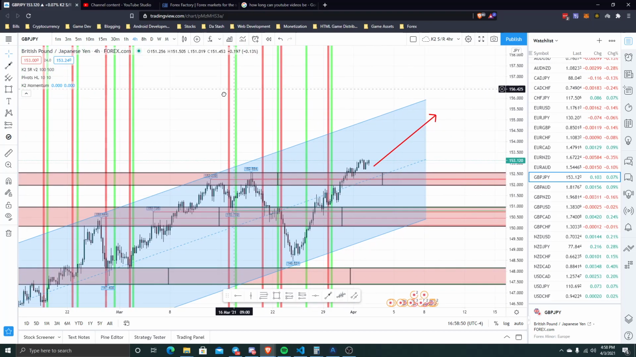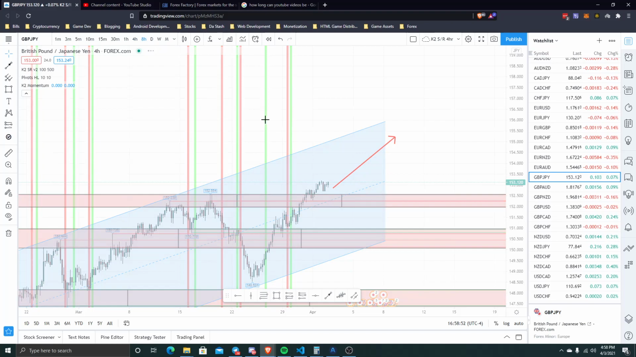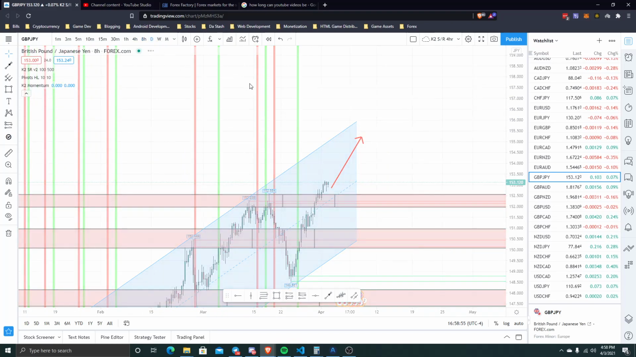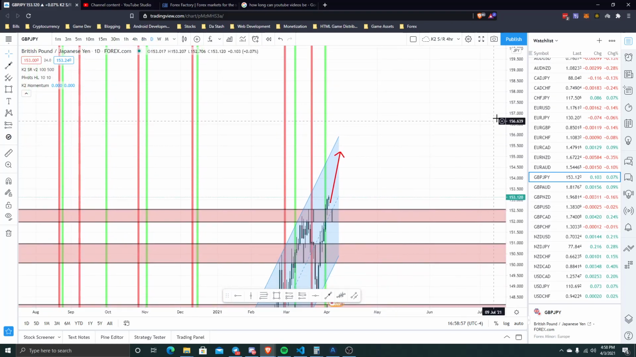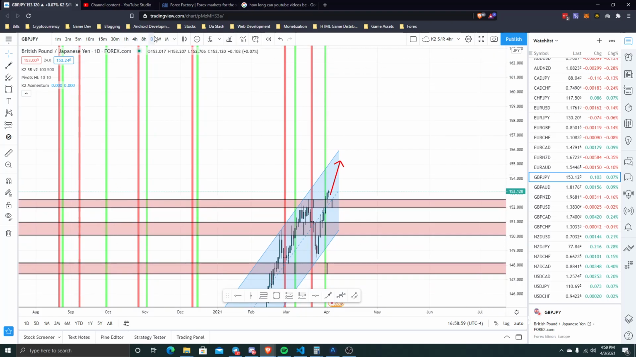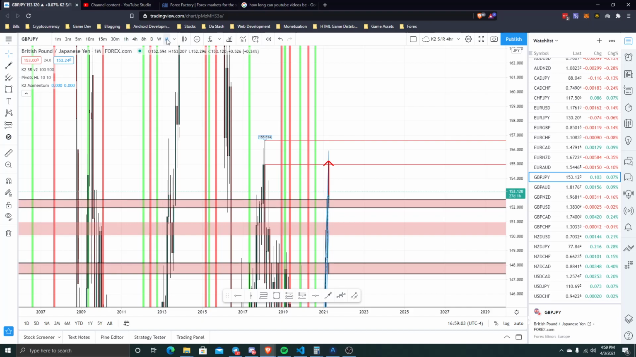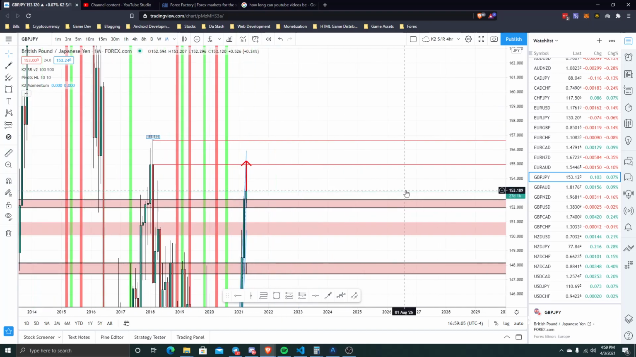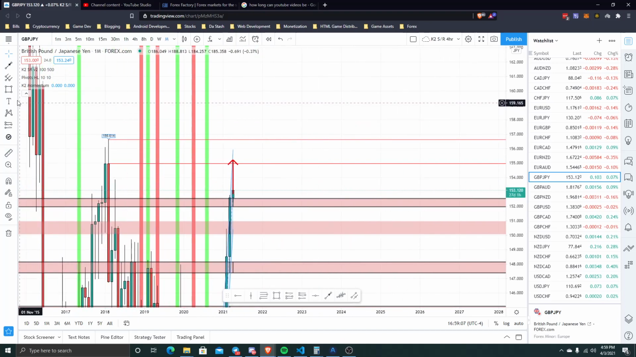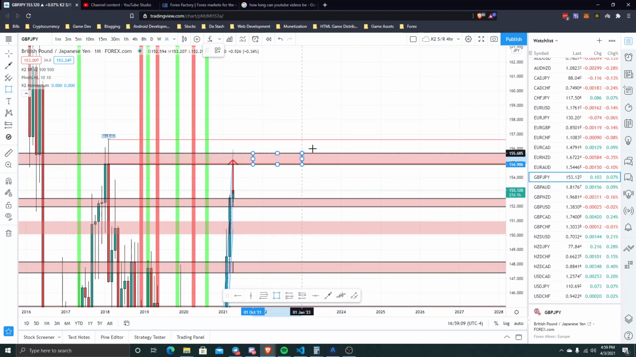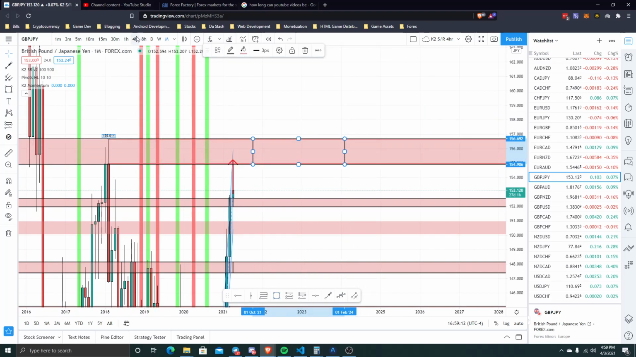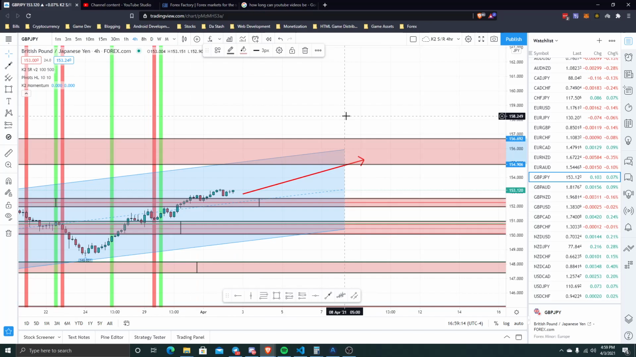So let's see where the next zone is going to be based off the higher time frames. Yeah, so we have, you know what, it may, let me see. Okay, so we are approaching a monthly resistance zone area.